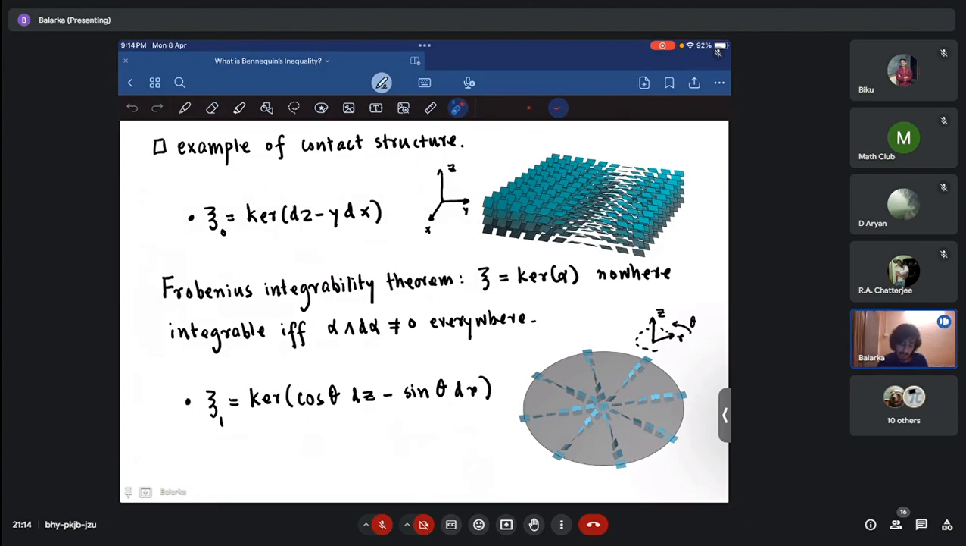That's easy to see if you just think of it in naive terms. dz minus y dx equal to 0, that's the kernel, implies that y equals dz by dx, which means that the zx slope of the plane should be equal to the y coordinate at which the plane is situated. And that's exactly why you see this twisting behavior, the planes rotating like a turbine.